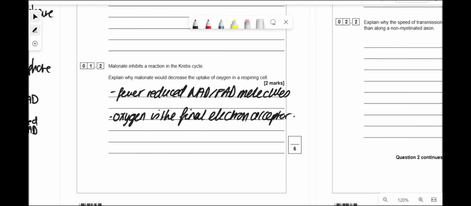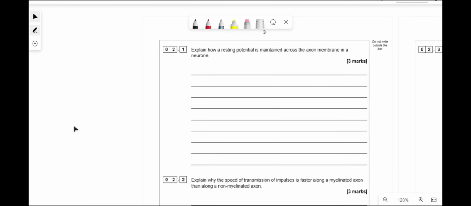Oxygen is the last thing that takes that electron after all the things it's been through. Explain how a resting potential is maintained across an axon membrane in a neuron. Okay, so I'm going to quickly describe how this works. So you've got your membrane here, and you've got your sodium-potassium pumps. So 3 Na+ gets pumped out like this for every 2 K+ in.